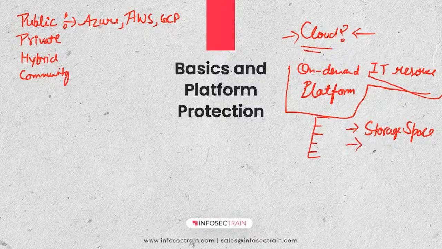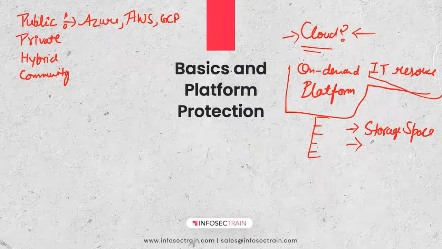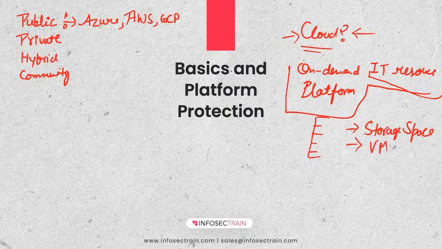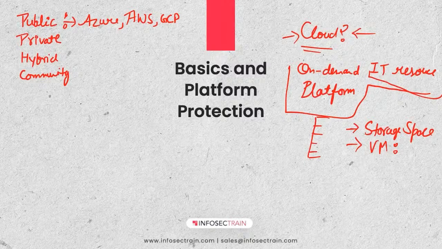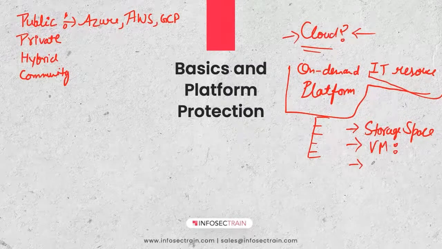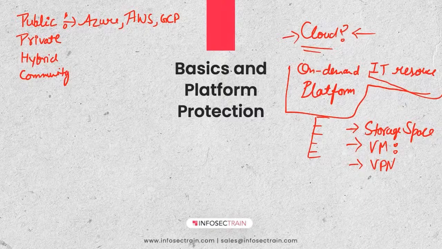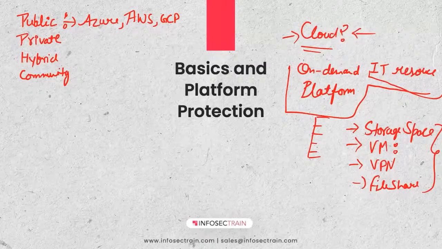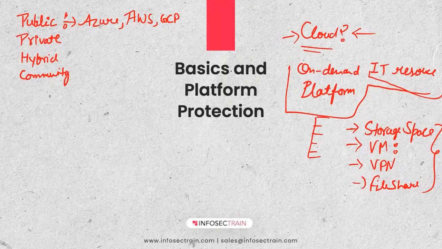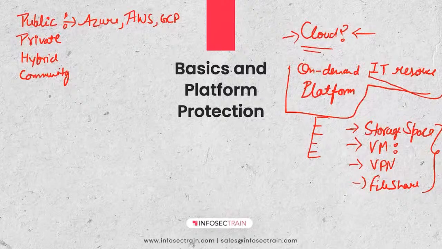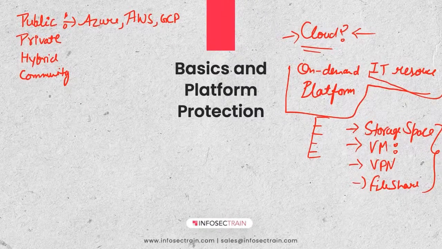Then I ask it to give me virtual machines, some compute resource, some CPU, some RAM, some networking. I want to go ahead and use something like VPN services. I want to use a file share service. So whatever you require, those things are given to you and you are accessing them on the cloud. So in the simplest terms, we can understand the cloud in this particular way, right? This is a very basic thing regarding the cloud.